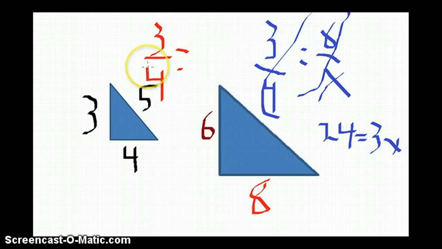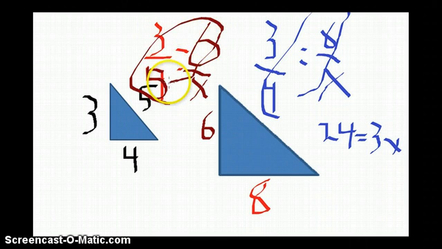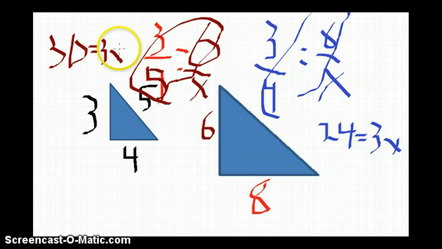So to find out our missing side, we can take 3 over 5 equals 6 over x. We cross multiply and we get 30 equals 3x. As we divide by 3 to solve for x, we get x equals 10. So we know the missing side, or the hypotenuse of the triangle, is going to equal 10.